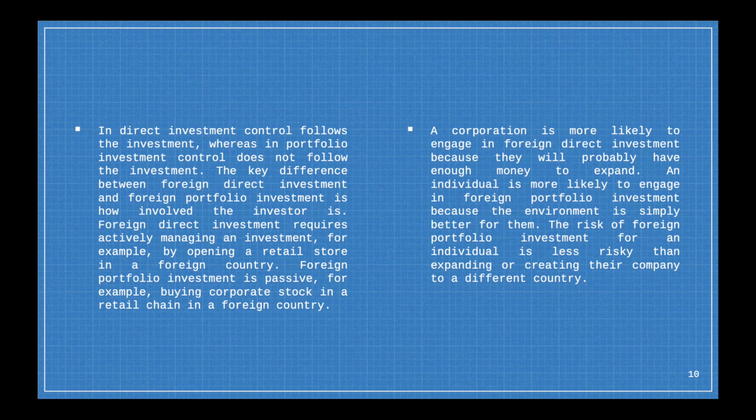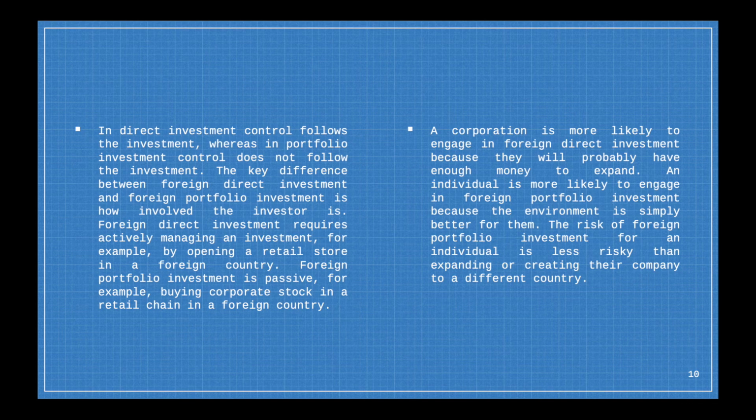The key difference between foreign direct investment and foreign portfolio investment is how involved the investor is. Foreign direct investment requires actively managing an investment, for example, by opening a retail store in a foreign country. Foreign portfolio investment is passive, for example, buying corporate stock in a retail chain in a foreign country.